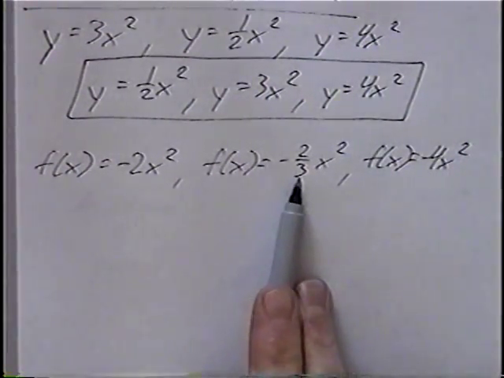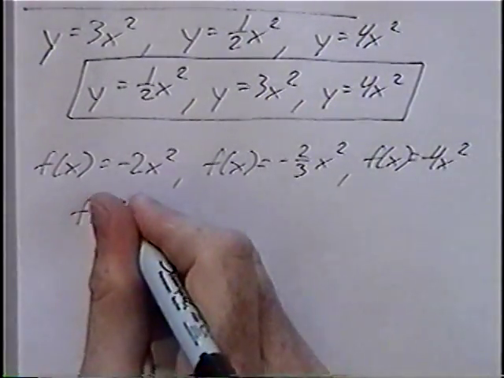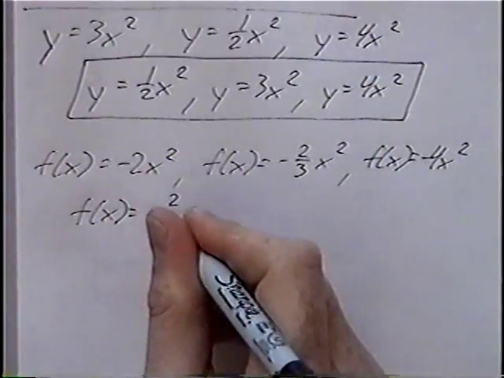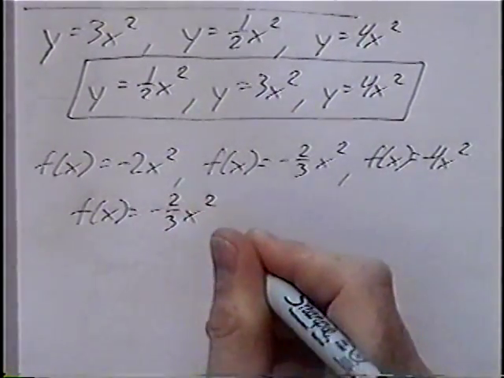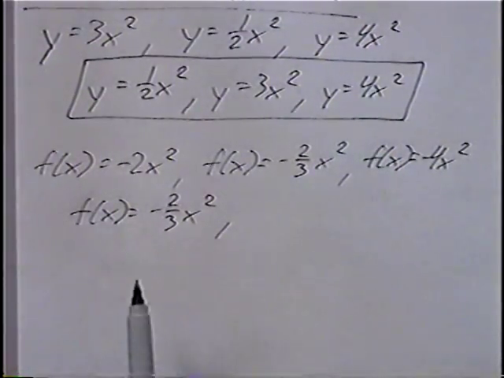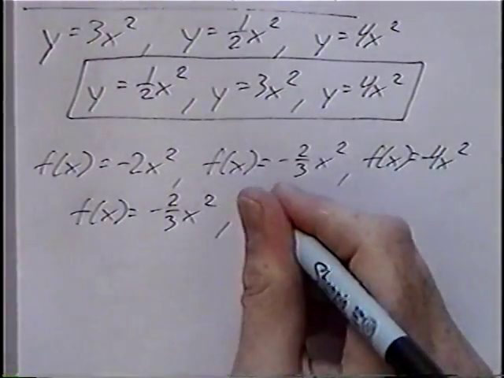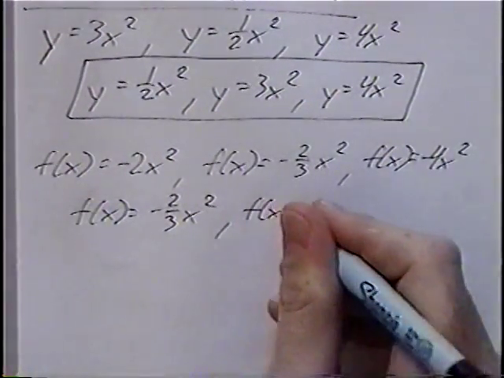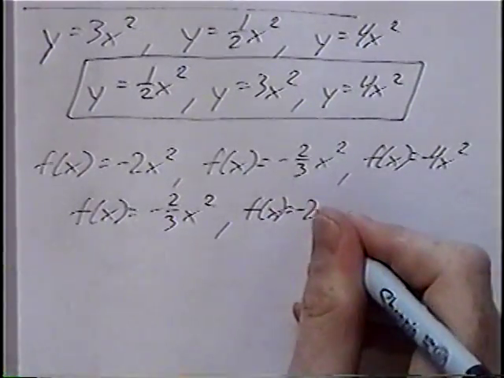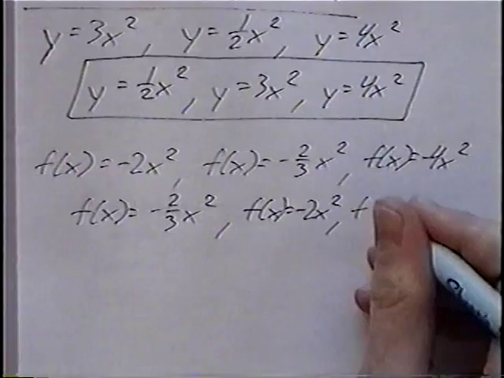Negative 2/3 would be the closest to 0, which makes it the widest or shortest graph. So f of x, negative 2/3 x squared, will be our first graph when ordering from widest to narrowest. The next one, the number closest to 0 after negative 2/3, would be negative 2. And the last one, the number farthest away from 0, would be negative 4.